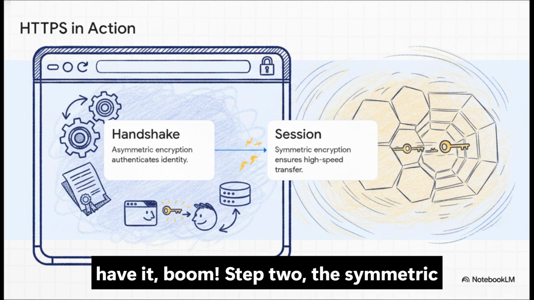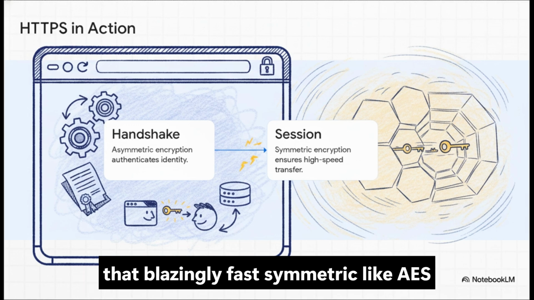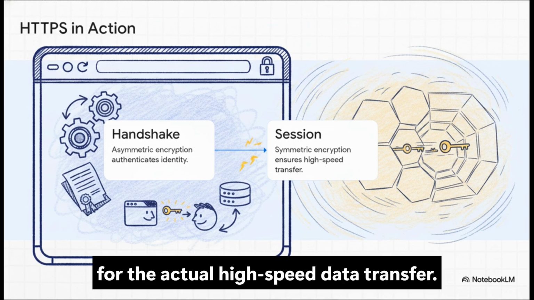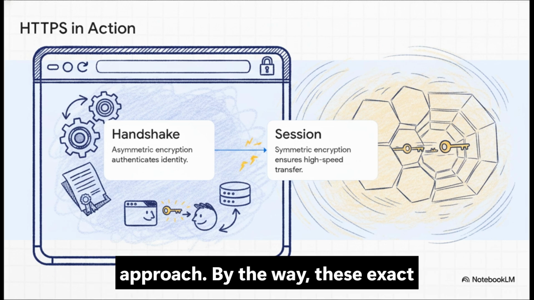Once they have it, boom! Step 2, the symmetric session. They immediately switch over to that blazingly fast symmetric key, like AES, for the actual high-speed data transfer. It's literally a perfect tag team approach.